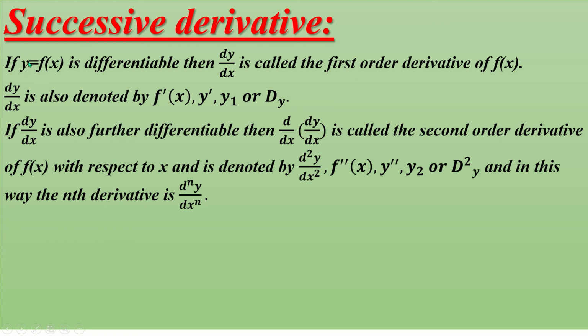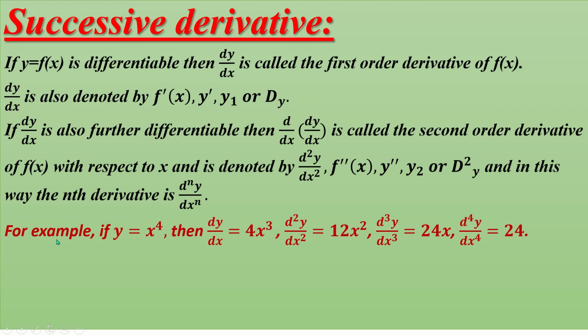That means first this is differentiable, then this, that means the second order derivative is also differentiable, then the third order derivative is also differentiable, and in this way d to the power n minus 1 y by dx to the power n minus 1 is also differentiable. This type of derivative is a successive derivative. Okay, that means one is related to the other. Clear? For example, y equal to x to the power 4.